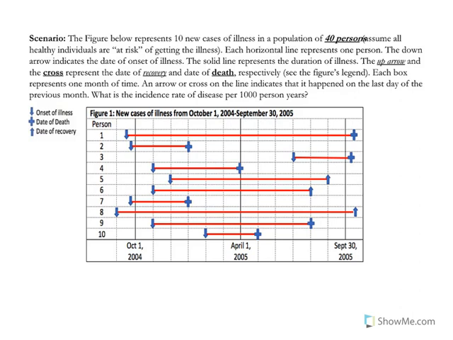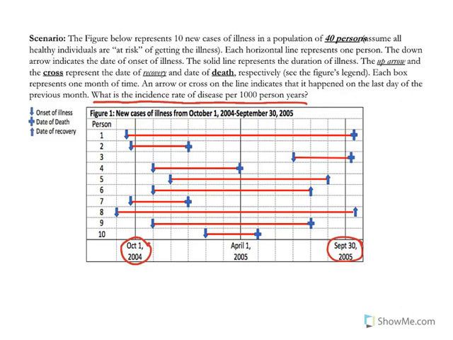So let's look at this scenario here, where the problem is going to ask us, what is the incidence rate of disease per 1,000 person years? And we're going to calculate it from October 1st, 2004 until September 30th, 2005. Let me first orient you to the figure that you're seeing. You're going to see figures similar to this throughout the semester and on your exams and homework, so make sure you're comfortable going through these types of examples. This figure represents 10 new cases of illness in a population of 40 persons.